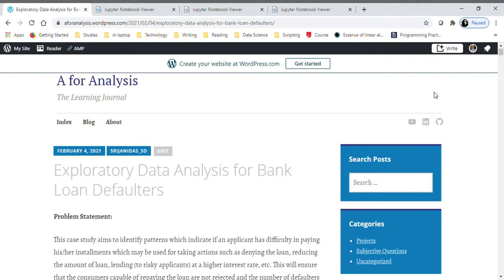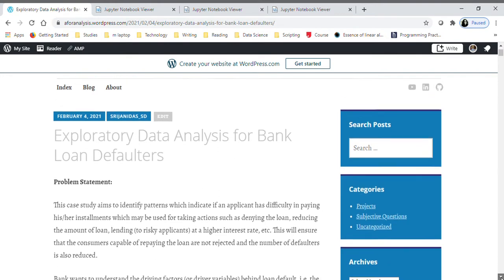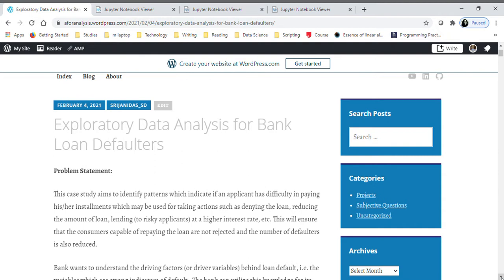So what is the problem statement here? There is a bank that wants to give loans to applicants. Whenever some person gives an application, the bank needs to understand whether the person will be able to give back that loan. Like whether the person will be able to repay the loan or not. Or is there a chance that this person is going to have some payment difficulty or be a defaulter?